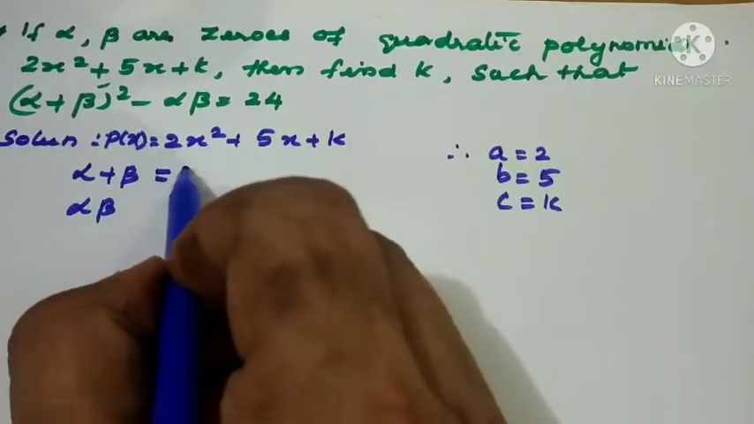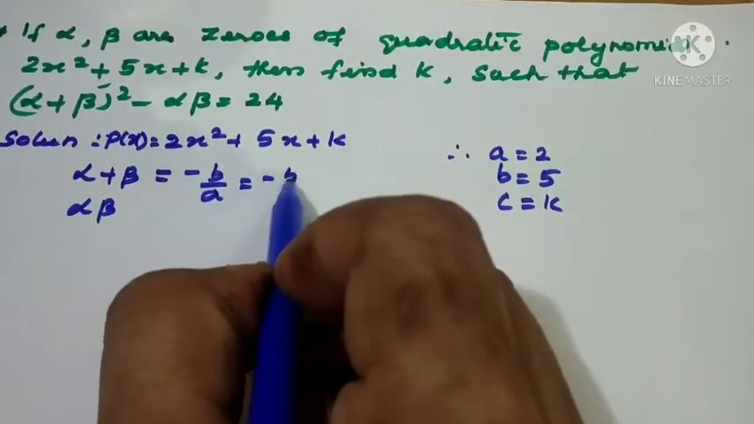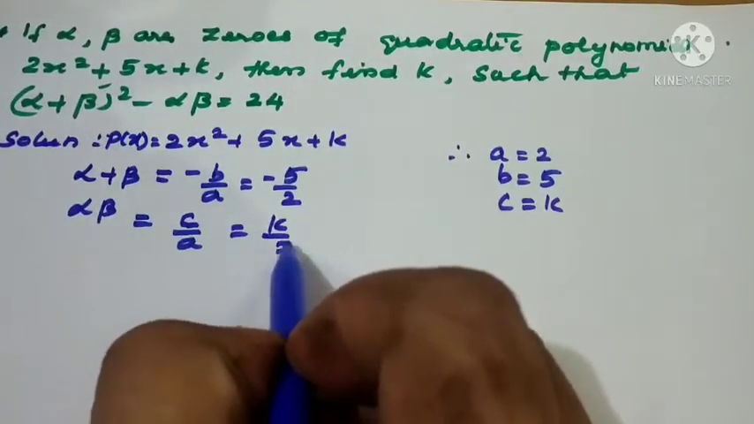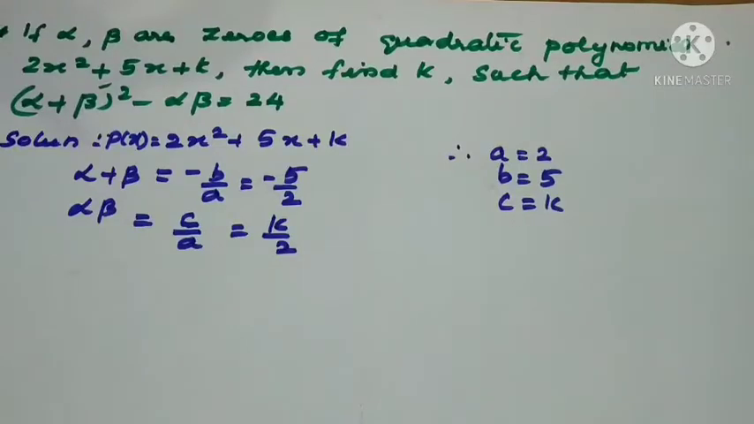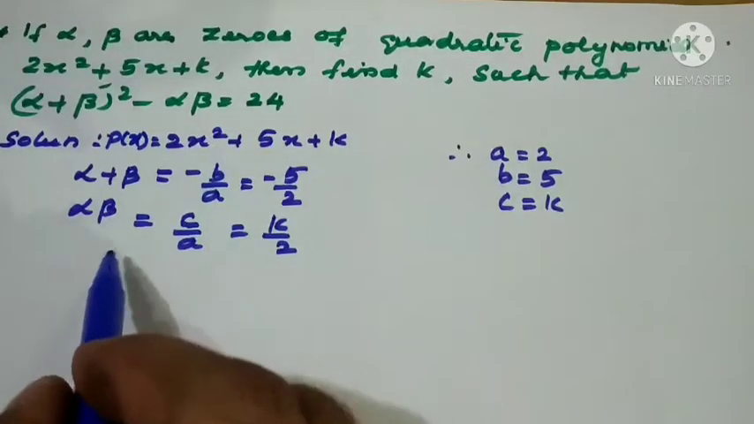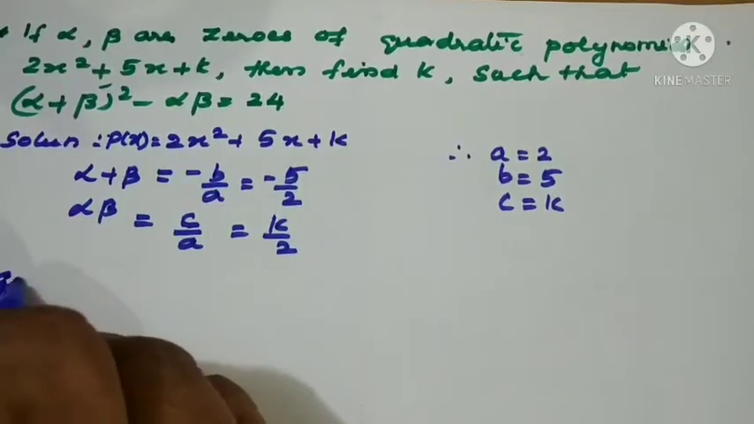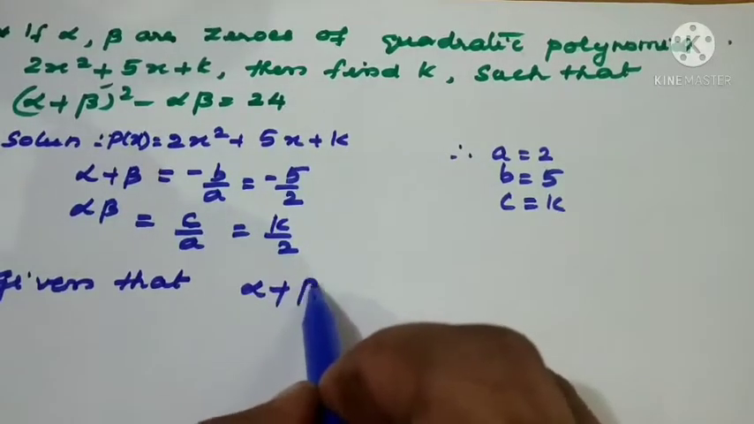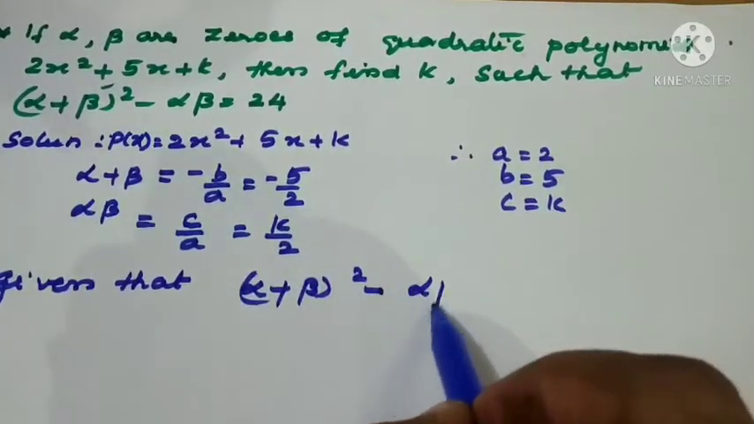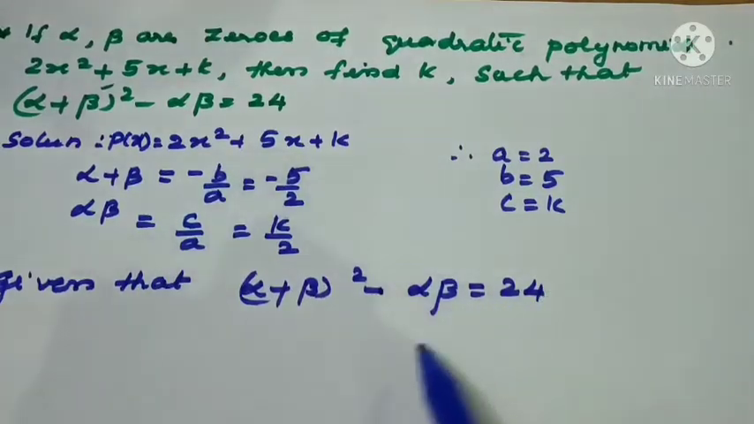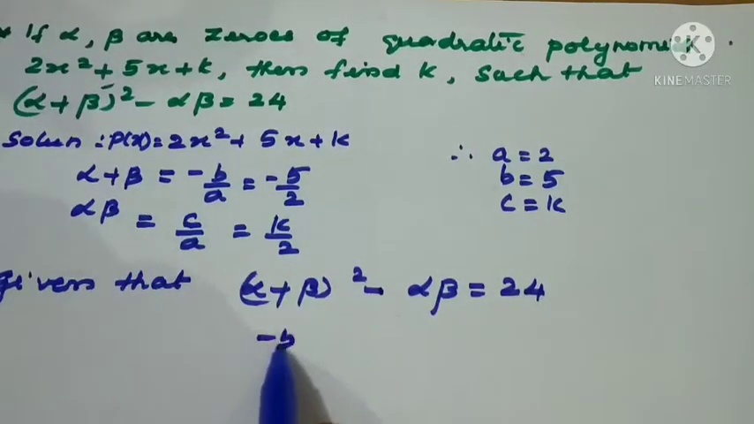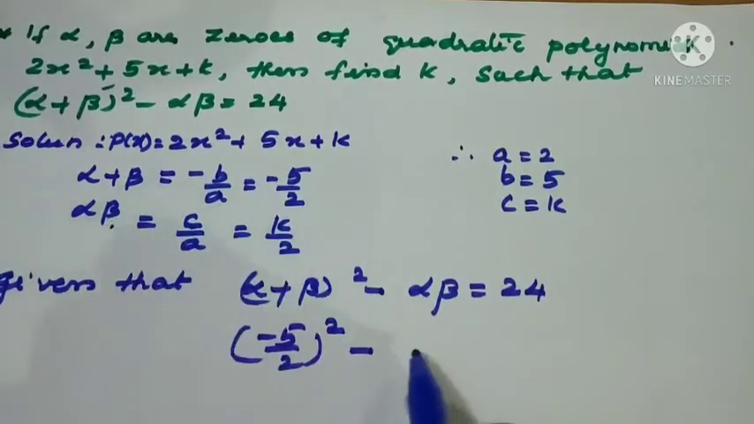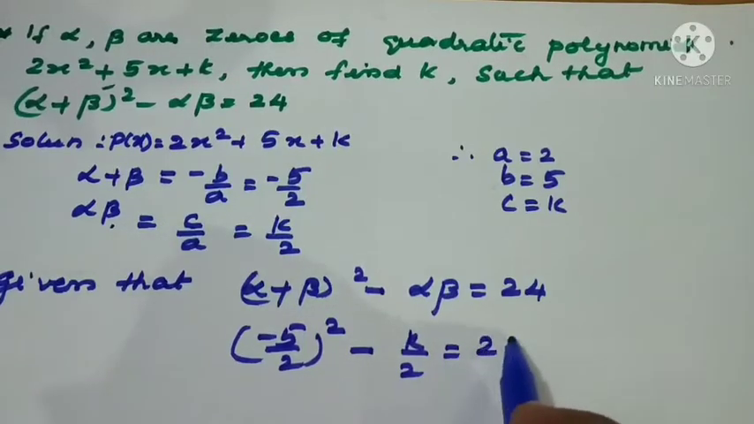What is alpha plus beta? Minus b by a, that means minus 5 by 2. What is alpha beta? C by a, that means k by 2. So we got alpha plus beta as well as alpha beta. Now what is the equation given? Given that alpha plus beta whole square minus alpha beta equal to 24. So what is alpha plus beta? Minus 5 by 2 whole square minus alpha beta, which is k by 2, equal to 24.